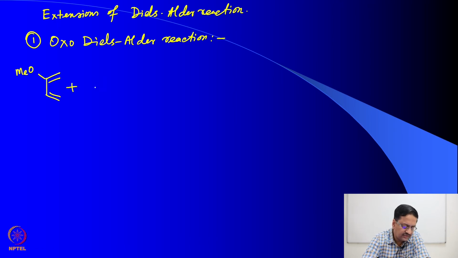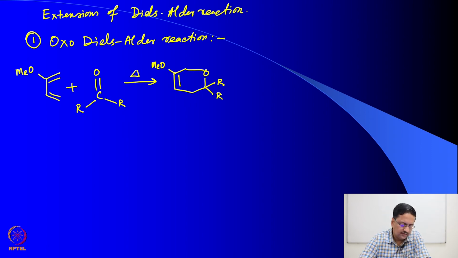This 1,3-butadiene reacts with a ketone and gives you the heterocyclic 6-membered ring as I am drawing here. So, this reaction is called the oxo-Diels-Alder reaction, where it involves the C double bond O in case as a dienophile.